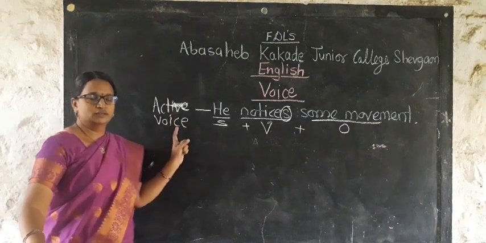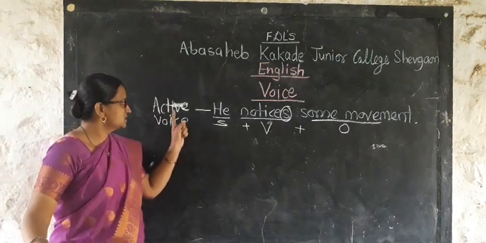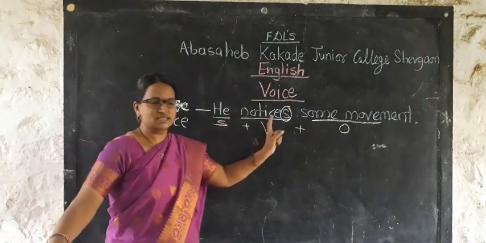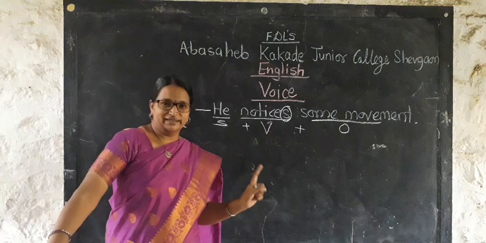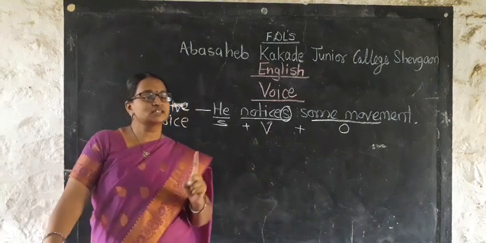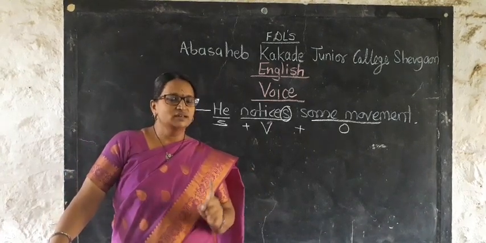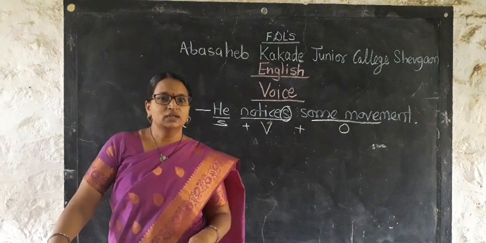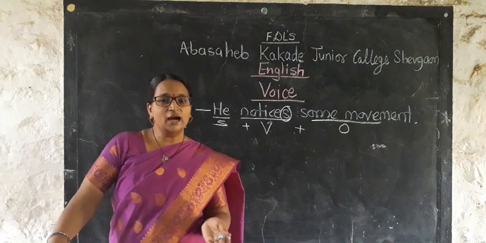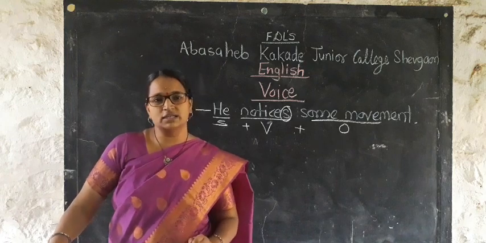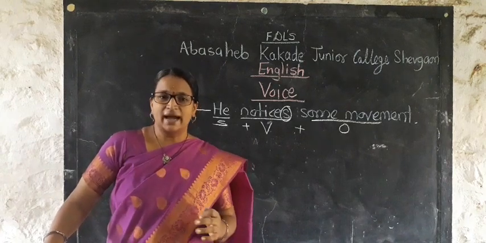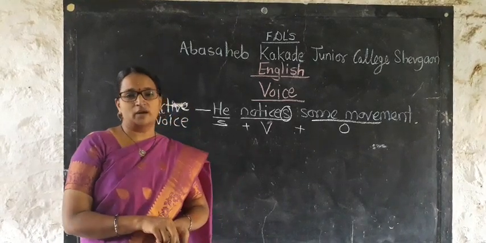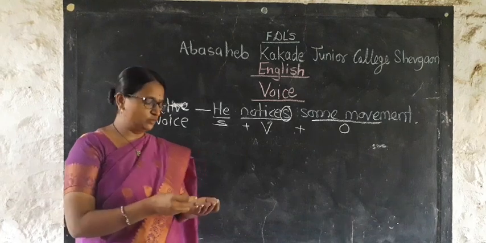But this particular structure is of active voice. He notices some movement. The tense used in the sentence is simple present tense, and the sentence is in active voice. Next, we have to change active voice into passive voice, and as it is simple present tense, now we have the structure of simple present tense of passive voice.